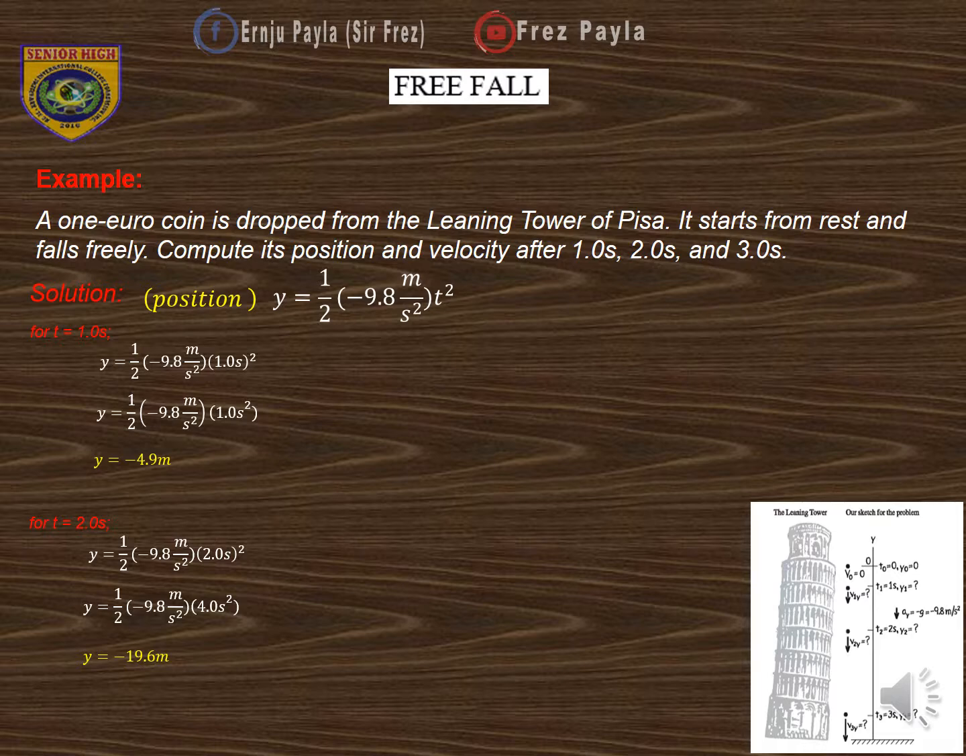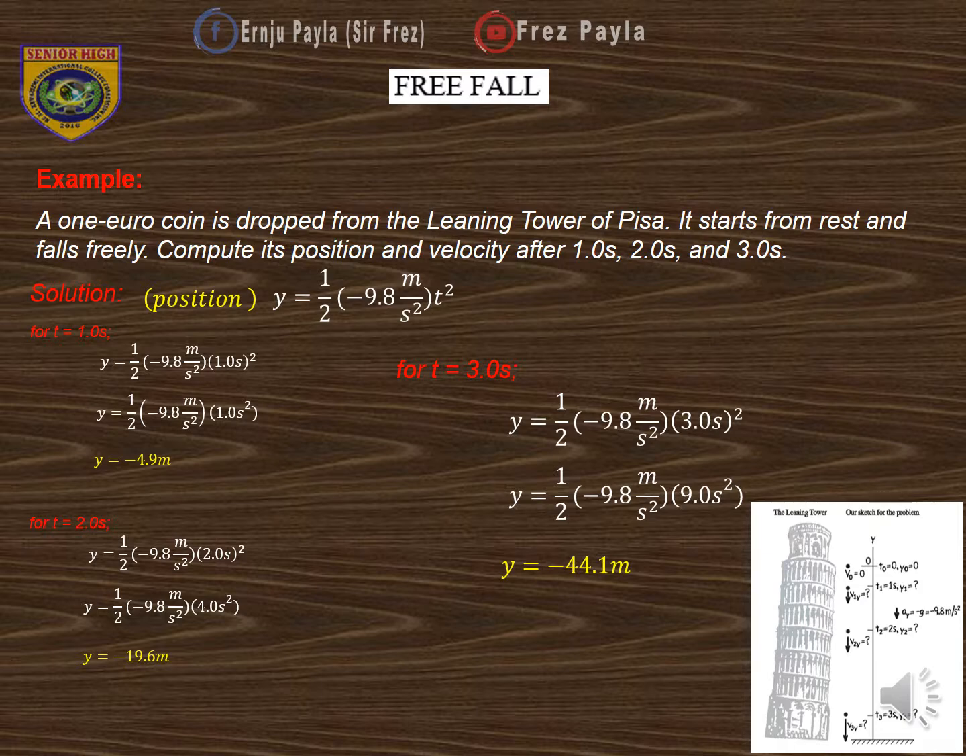Let's proceed to t equals 3.0 seconds. Same formula. 3 squared is 9, so 9 seconds squared. The final answer is y equals negative 44.1 meters. All the results are negative because we are going downward. Its position goes down; it falls from above.